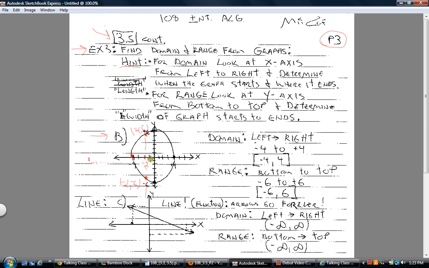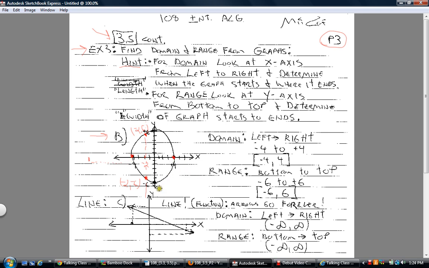Now, we're moving across. How far do we go on the domain before we stop? Right here at +4, because once you go to 5, it does not have the graph with it. So the domain would be from -4 to 4, and you include them with brackets because they're on there. These are closed dots.